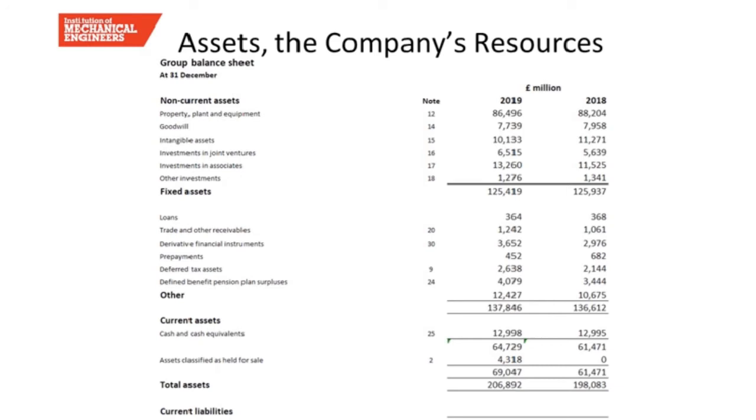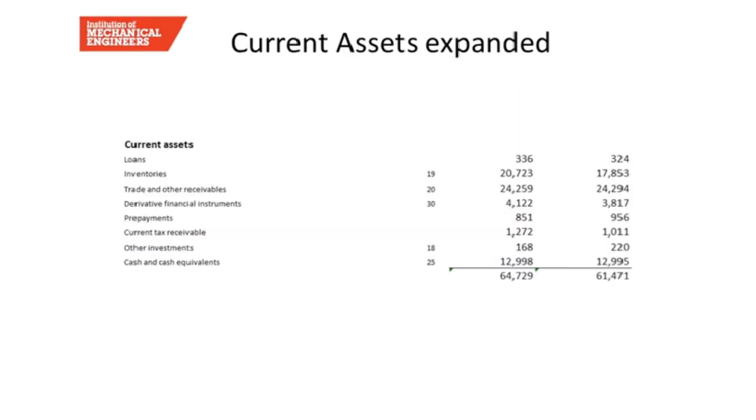And then you look at current assets. So the current assets are the things that a company can immediately employ in driving its business along. And you're looking at, in this case, cash and cash equivalents, and the other classification I've got here is assets classified as held for sale. So obviously there's a lot of detail missing there. So let's have a look at the assets exploded.